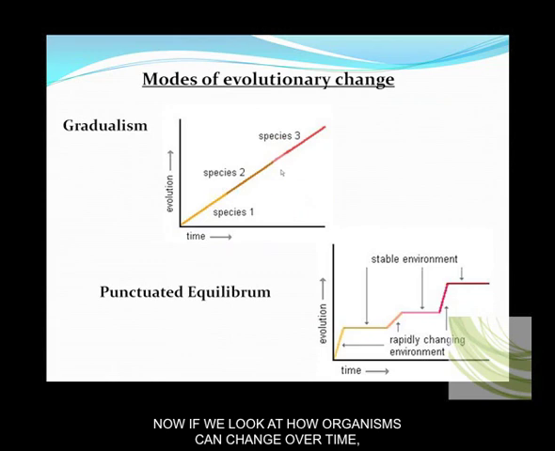Now, if we look at how organisms can change over time, there's sort of two views about how evolutionary change occurs. One is called gradualism, and it assumes that over time, evolution occurs at a gradual, constant rate. So you might see species 1, and then 2, and then 3. Punctuated equilibrium, on the other hand, assumes that there's periods of rapid change and periods of stability. Rapid change, stability. Rapid change, stability. So it's more like a staircase. Now, as it turns out, it doesn't appear that either one of these is 100% correct or 100% wrong. If we look in the fossil record, we can find evidence to support both models. So it probably just depends on what time period you're looking at and what group of organisms you're looking at.